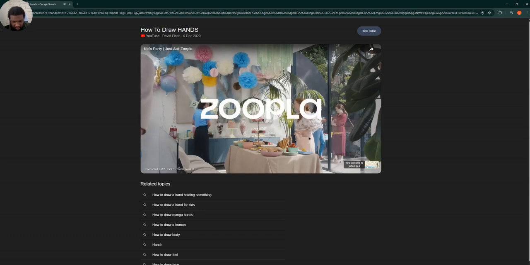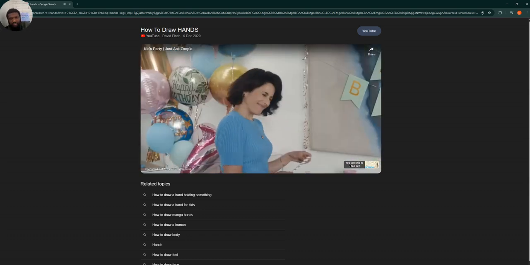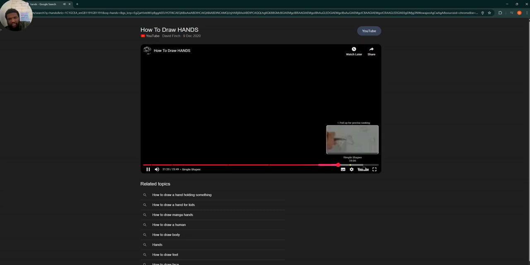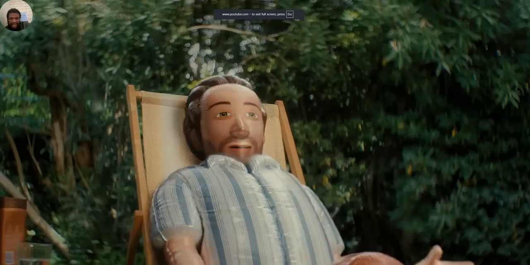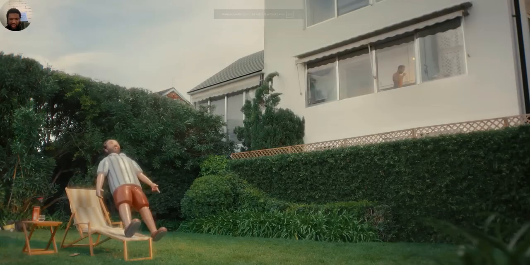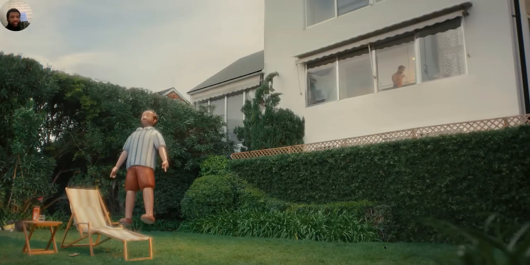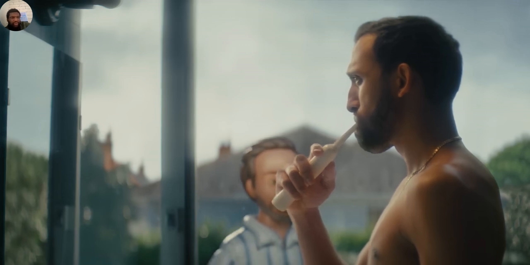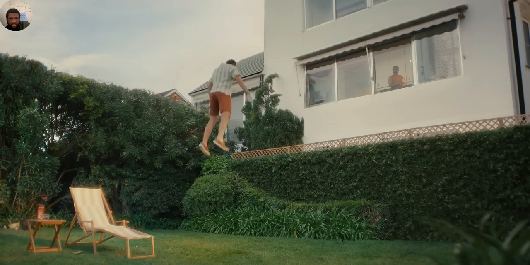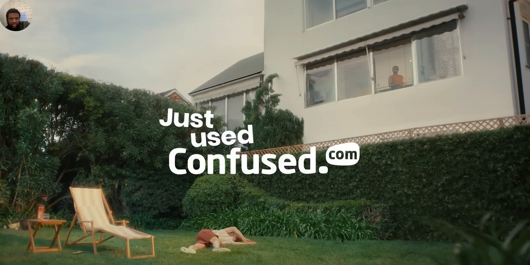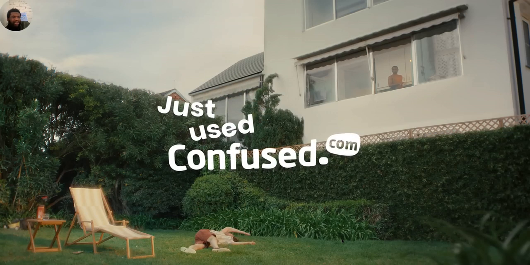This house. Wow. And what do you pay? Fucking ass, man. Dave's just used confused.com, so the thought of car insurance no longer weighs him down. I don't care. I don't want this. Insurance feels better when you've just used confused.